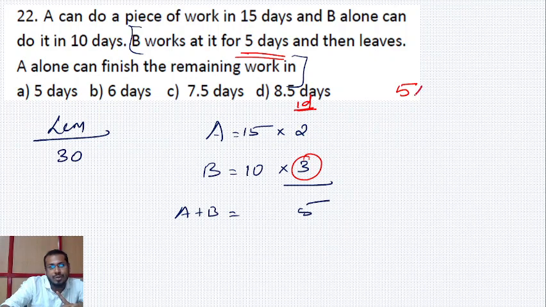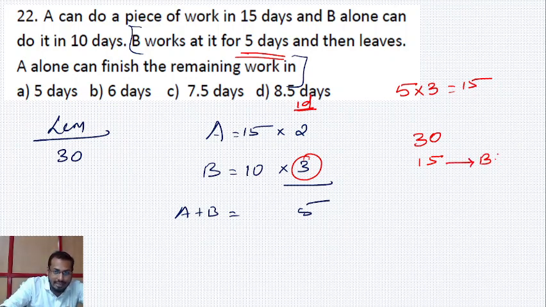5 days B was working means 5 into 3. Okay, 3 chocolates completed by B in a day. 5 days working means 15 chocolates completed by B. Out of 30 chocolates, 15 chocolates were completed by B in how many days? 5 days. Okay, so we don't need B. So in 5 days, what is the remaining chocolates? 15. So 15 chocolates are remaining.